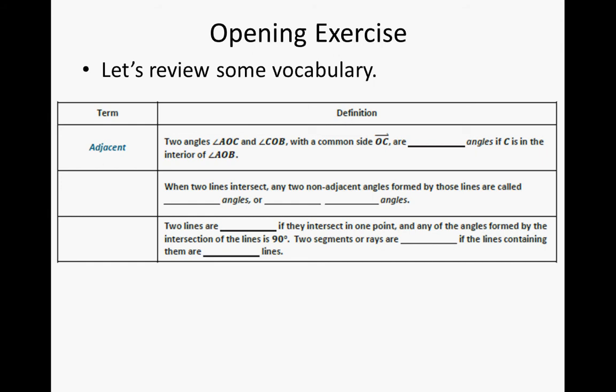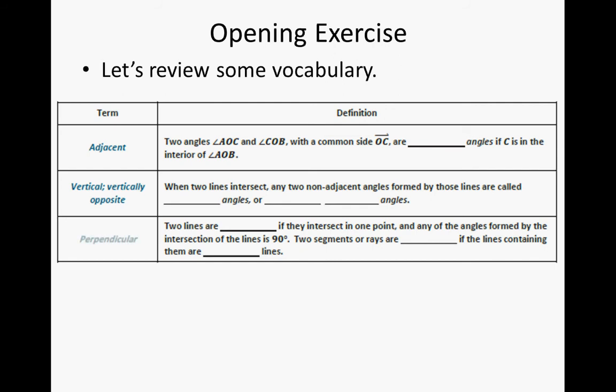First term is adjacent. Two angles, angle AOC and angle COB with common side of OC, are adjacent angles if C is in the interior of angle AOB. We have vertical and vertically opposite. When two lines intersect, any two non-adjacent angles formed by those lines are called vertical angles or vertically opposite angles.